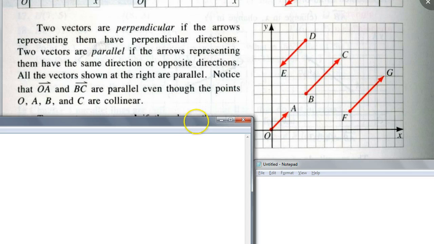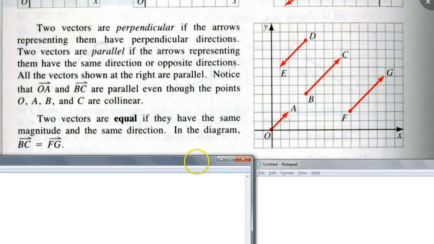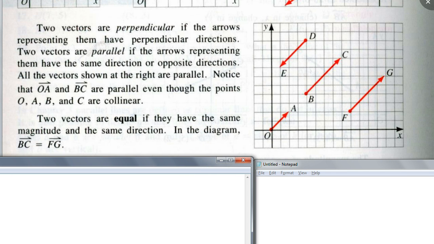Let me tell you one other thing here. Two vectors could be equal. Two vectors are equal if what? Who wants to read this for us? Go ahead, Leah. Can you read this for us? Two vectors are equal if they're the same magnitude in the same direction. Mhm. In the diagram, vector BC is equal to the vector FG. There's C right here, and then FG. You see they both have the same direction, and the same magnitude as well.